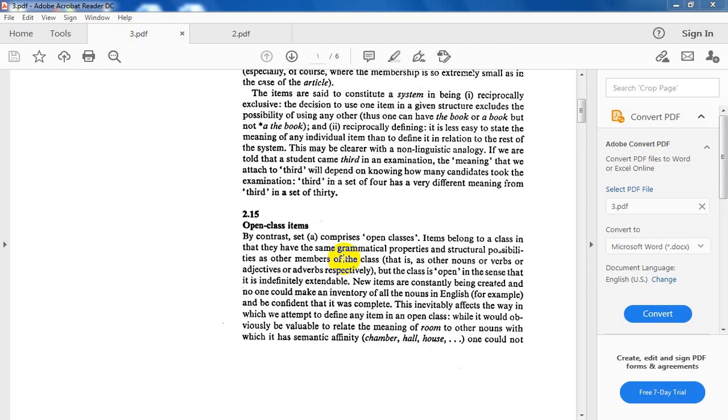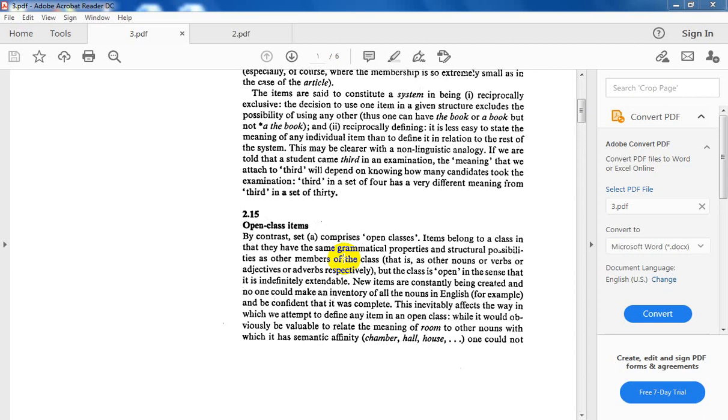The same with other nouns. So they are indefinitely extendable. Again, what does it mean? They can be created from a noun. You can create, for example, an adjective. From an adjective, you can create an adverb. From the verb, you can create a noun. So they are interchangeable. New items are constantly being created, and no one could make an inventory of all nouns in English and be confident that it was complete.